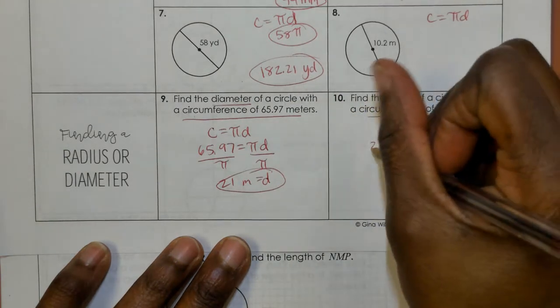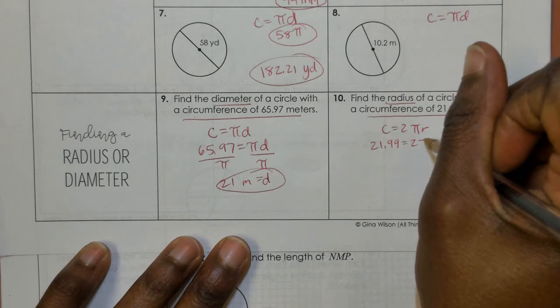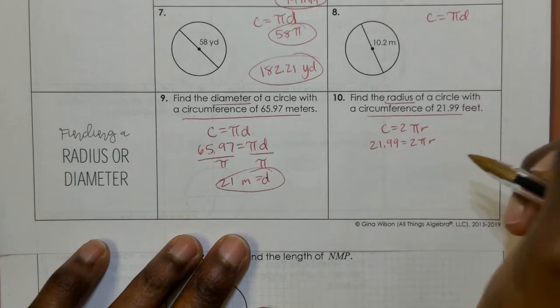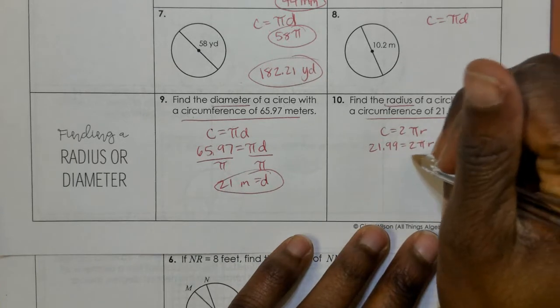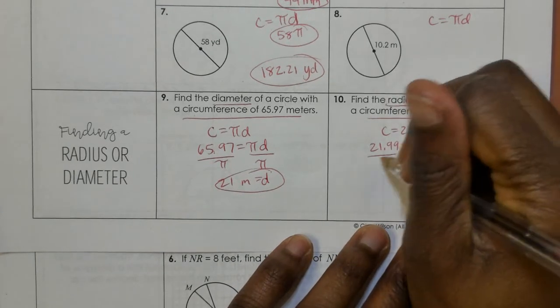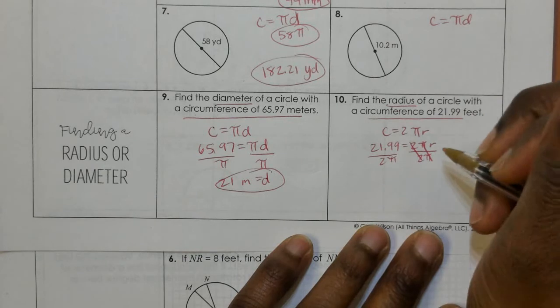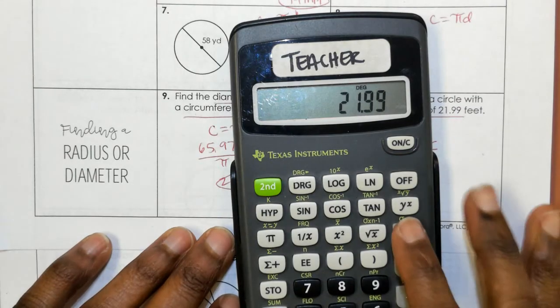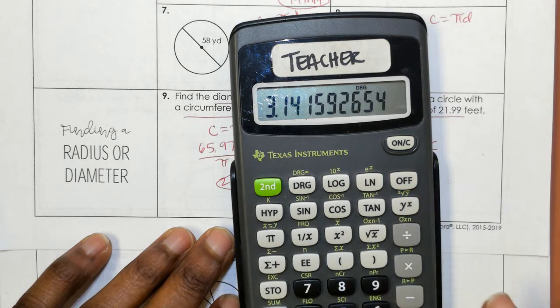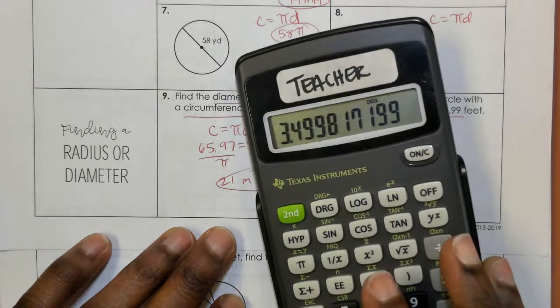Same thing with this, you're plugging in 2199 and solving for radius. So right now, you can multiply this first if you'd like. 2 times pi, I'm just going to divide it and type in 2199 divided by 2 and divided by pi. So 3.5 to the nearest tenth.